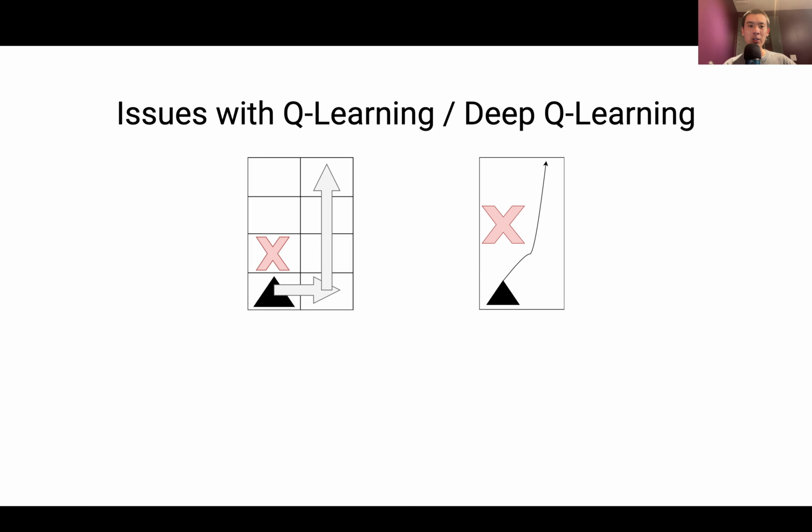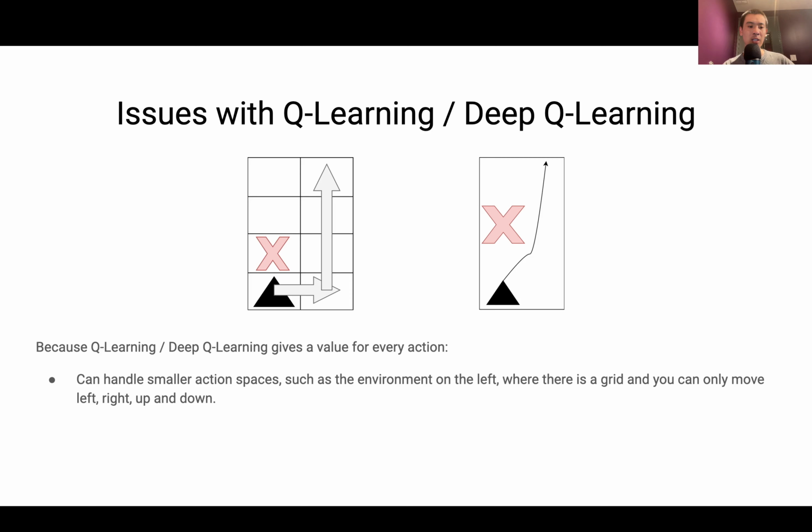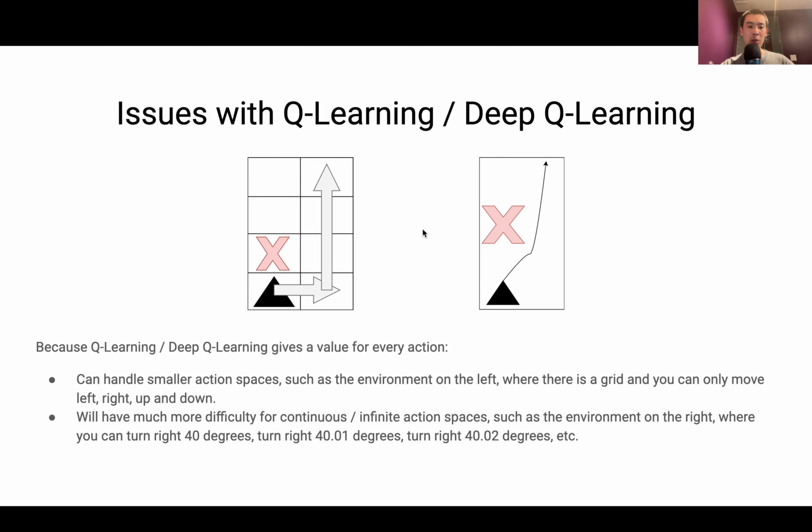Well, anyways, going back a little bit, what are the issues with Q learning/deep Q learning? Because Q learning/deep Q learning gives a value for every action, it can handle smaller action spaces, such as the environment on the left, where there is a grid and you can only move left, right, up, and down. But it will have much more difficulty for continuous/infinite action spaces, such as the environment on the right, where you can turn right 40 degrees, turn right 40.01 degrees, turn right 40.02 degrees, etc.